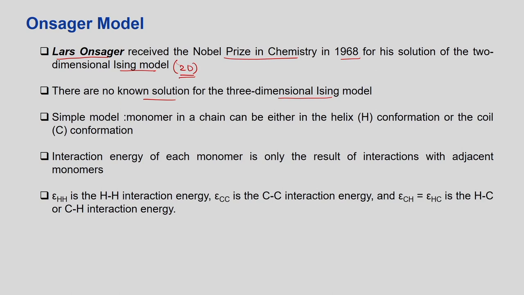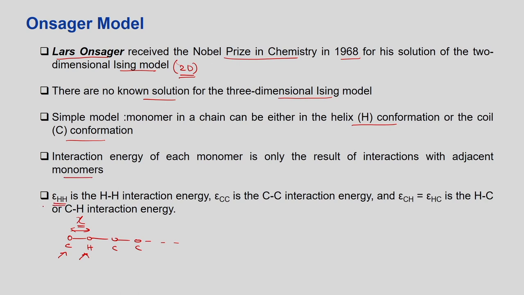We know that in this simple model, a monomer in a chain can be either in a helix conformation or in the coil conformation. Say coil, then helix, then coil, or maybe again coil, and it keeps on going like this. These are the shapes of the monomers, helix shape and coil shape. The interaction energy between these states is similar to the coupling factor we are studying here. The interaction energy of each monomer is only the result of its interaction with adjacent monomers.